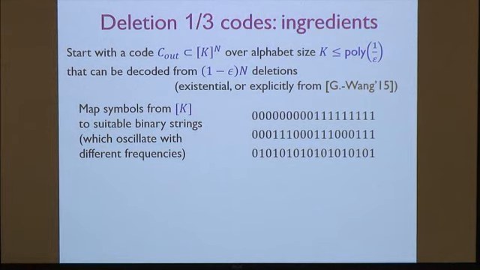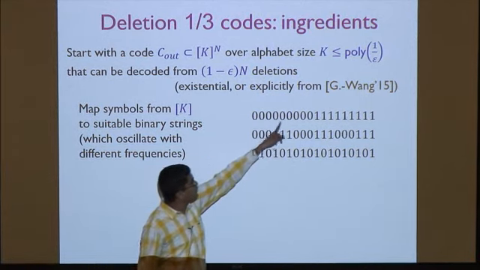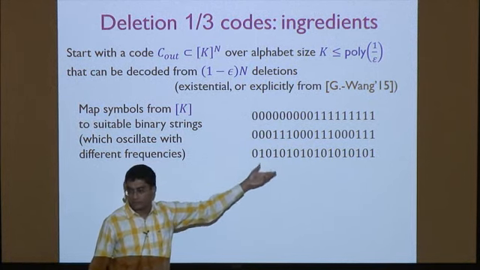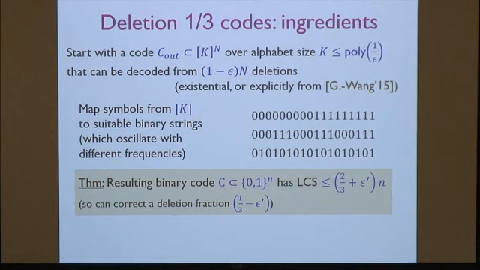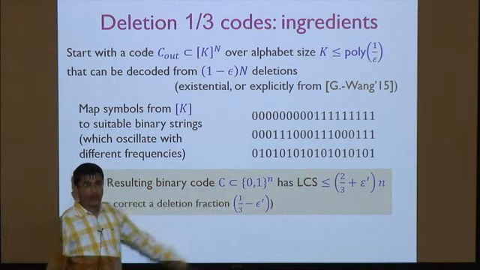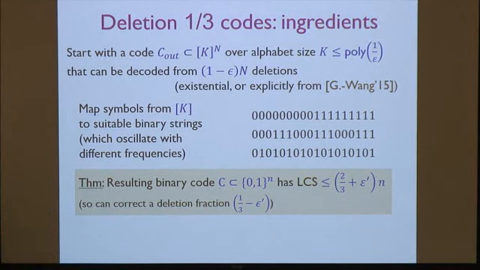Just because this string has a whole run of zeros, if you want to match it with this, you have to alternate, you have to lose every other symbol there. Okay, so I'll come to that in a second. And we prove that this resulting code has the property that no two code words have a long common subsequence of length 2/3 or so, or equivalently it can correct deletion fraction approaching 1/3.